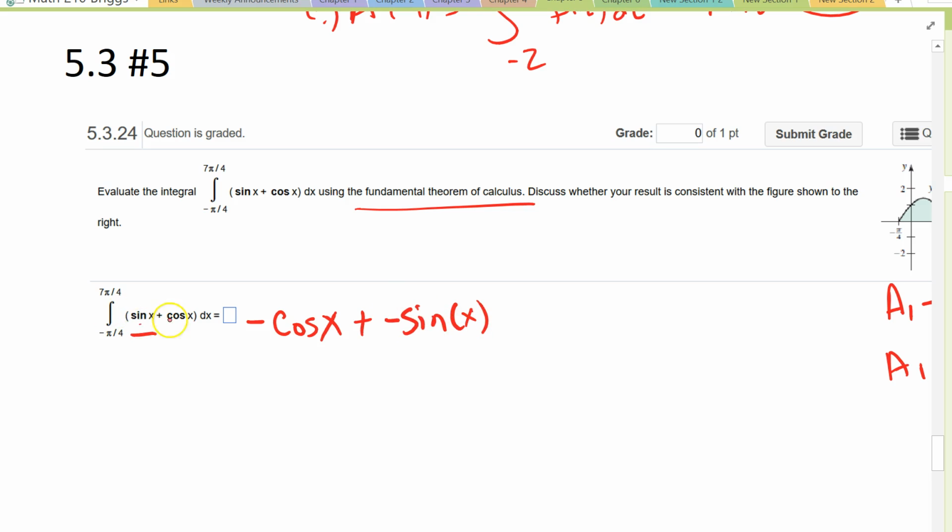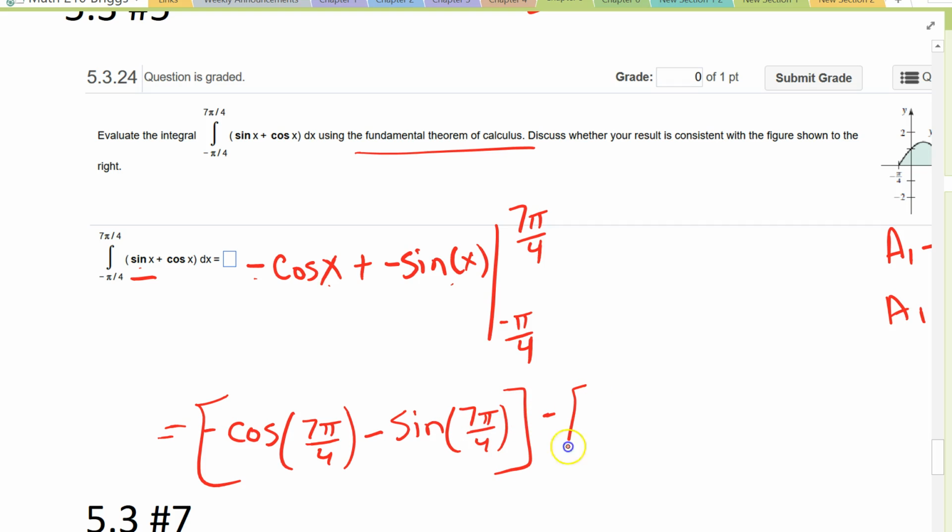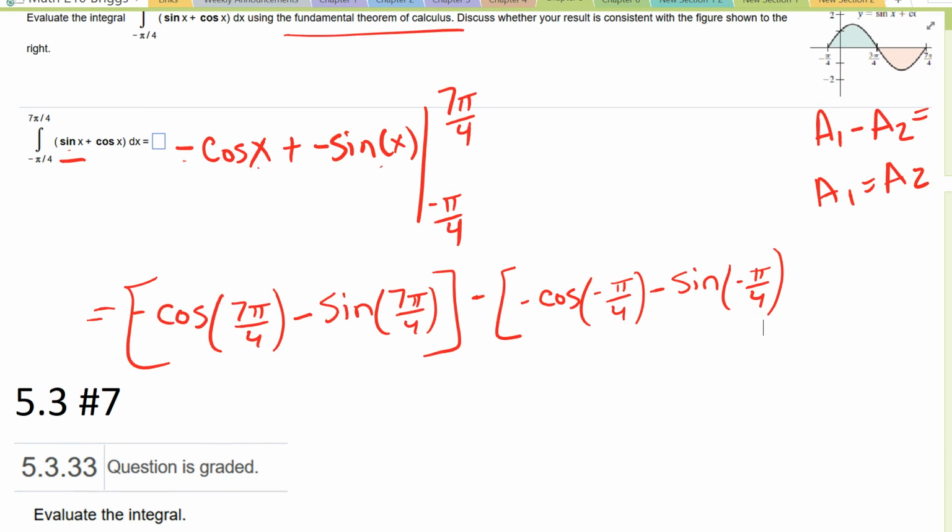Okay. So if I integrate sine, I get minus cosine. If I integrate cosine, I get sine. And I plug in my upper bound minus my lower bound. So I'm going to evaluate minus cosine of 7 pi over 4 plus sine of 7 pi over 4 minus the quantity minus cosine of minus pi over 4 plus sine of minus pi over 4. You can see here we've got a lot of negatives kind of going around here, so we want to be pretty careful how we evaluate this.